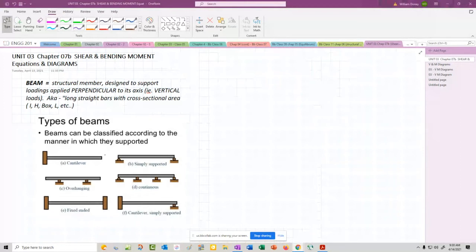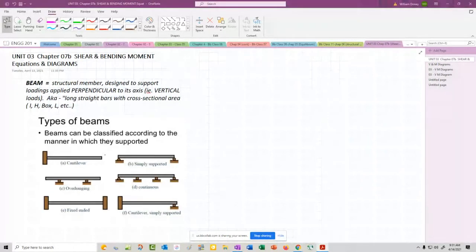We are in the middle of Chapter 7, and today we'll finish up Unit 3 material in our Blackboard shell. So before we get into the topic, which is shear and bending moment equations and diagrams, we're just going to take a quick step back to talk about beams in general.